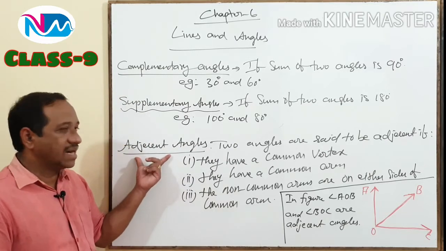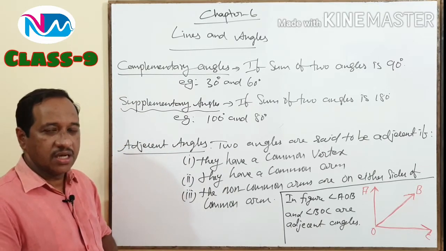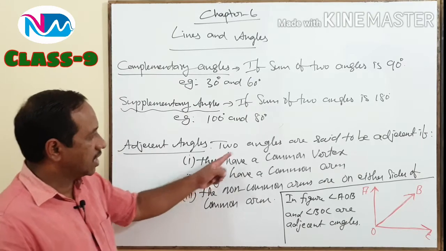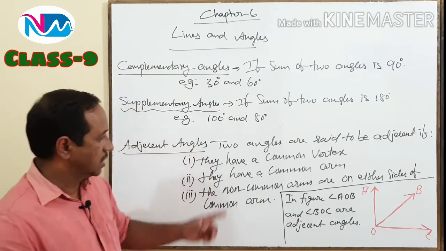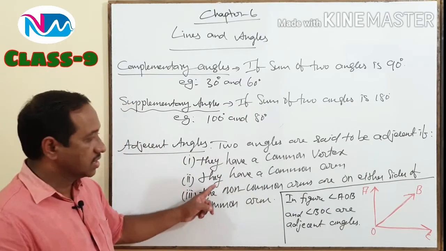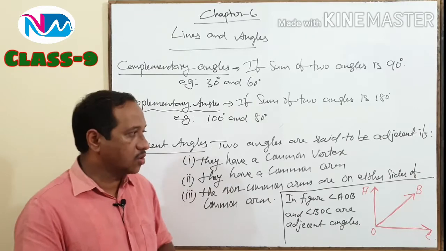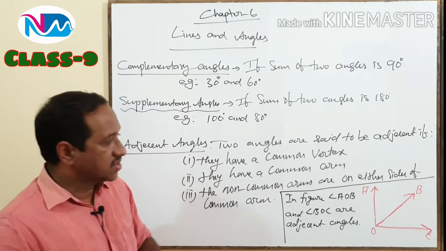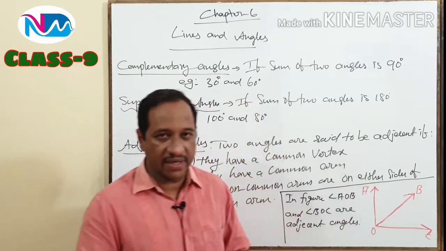Next we have adjacent angles. Two angles are said to be adjacent if they have a common vertex, they have a common arm, and the third one, the non-common arms are on either side of the common arm. With this figure, I will explain.